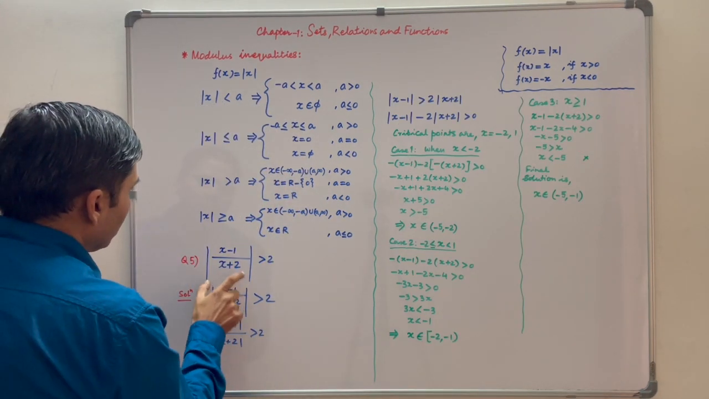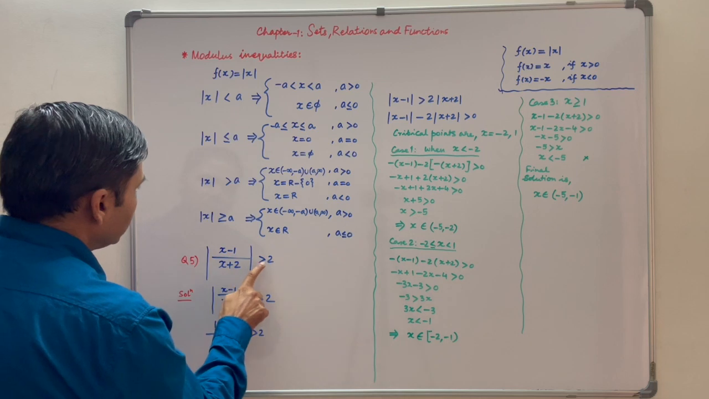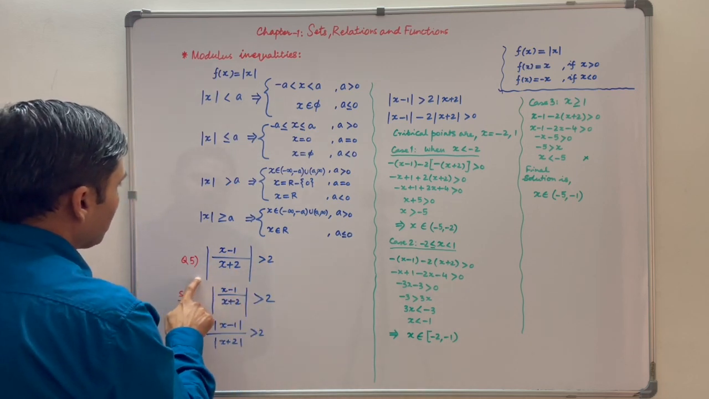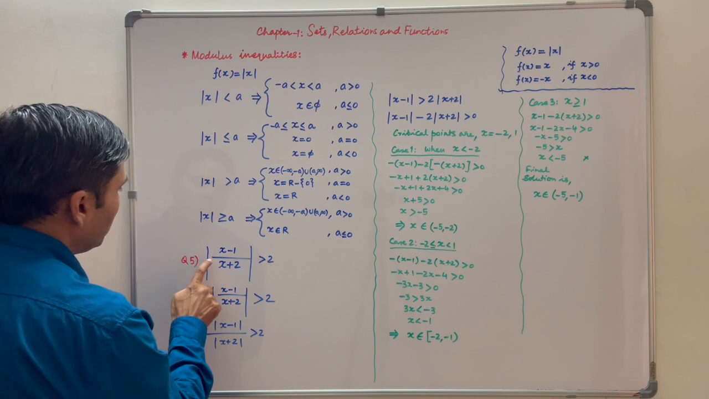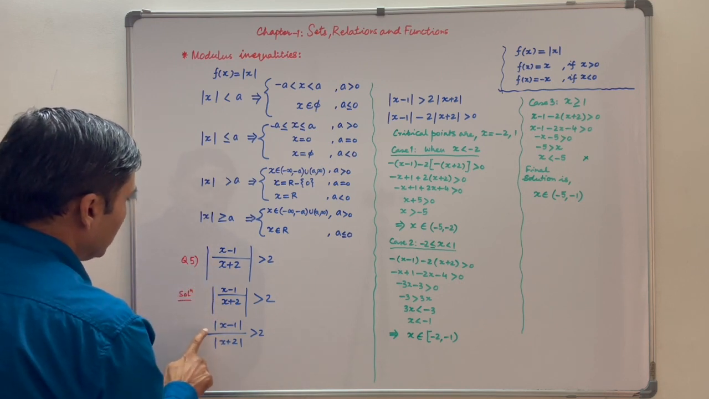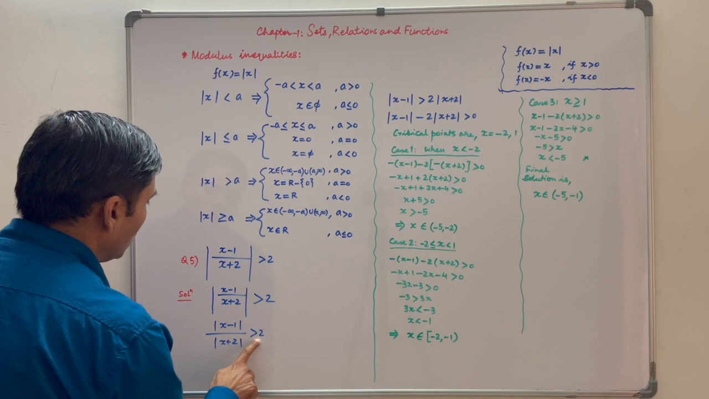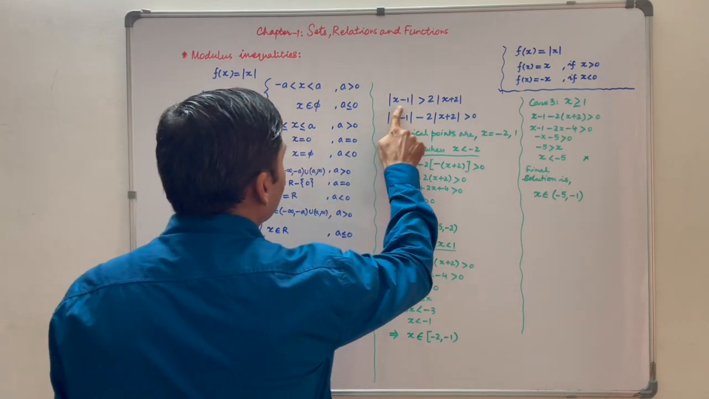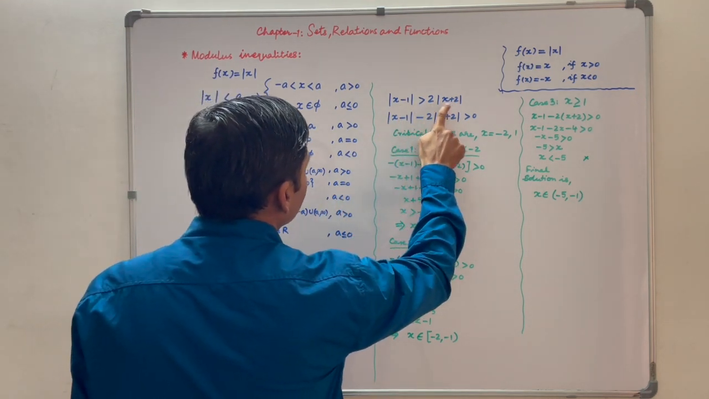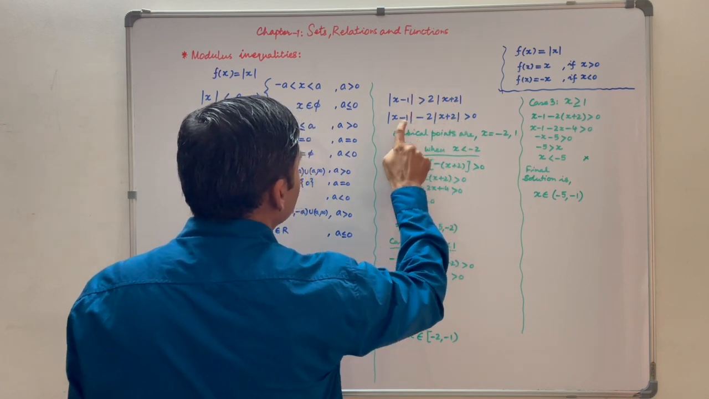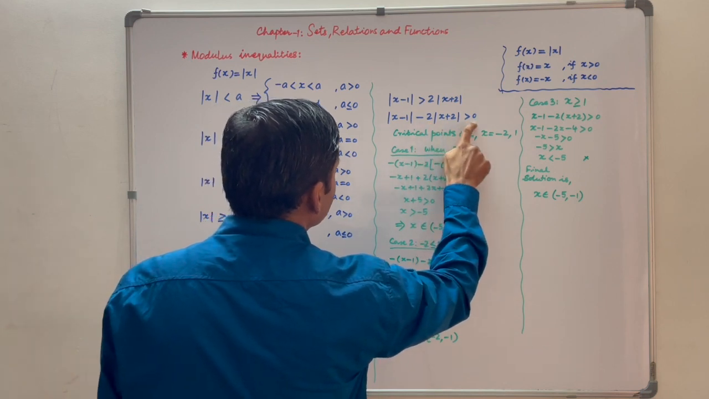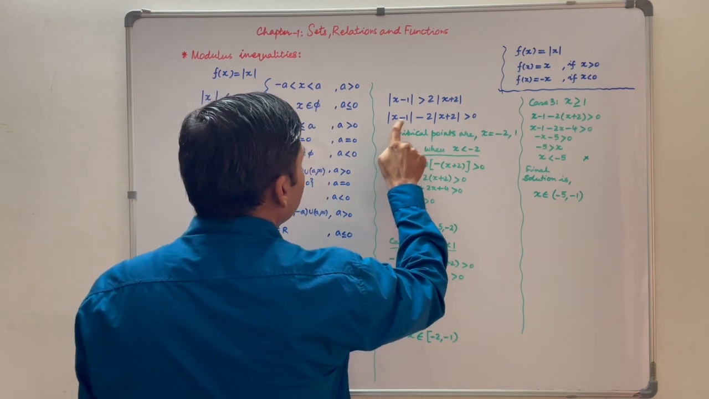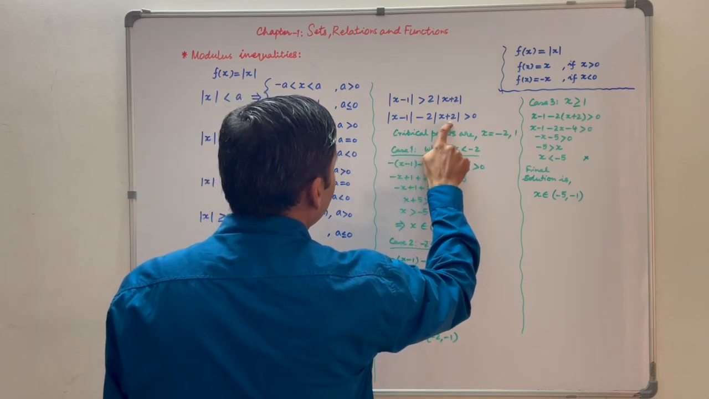Fifth question, mod of (x minus 1) upon (x plus 2) is greater than 2. We will see 7 properties of modulus in a moment. One of them is mod of a upon b is equal to mod a upon mod b. So we will rewrite this as mod (x minus 1) upon mod (x plus 2) is greater than 2. Now cross multiply. So it will be mod (x minus 1) is greater than 2 times mod (x plus 2). Change the sign, it will be mod (x minus 1) minus 2 times mod (x plus 2) is greater than 0. Now the critical points will be x equal to 1 and x equal to minus 2.